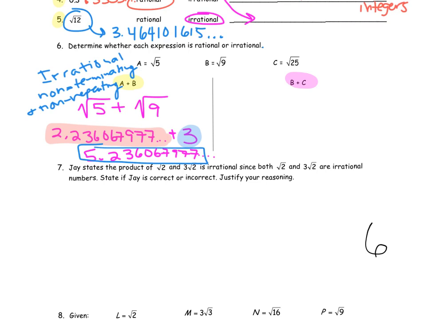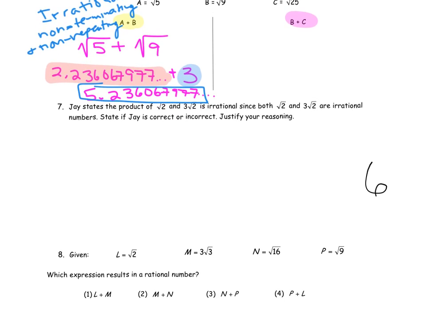So let's keep going. We're still on page 6. So we have J states the product of the square root of 2 and the square root of 3 times the square root of 2 is irrational, since radical 2 and 3 radical 2 are both irrational numbers. We want to know if he is correct or incorrect. Well, now, I do want to make a point, and I'm going to write it over here, just for lack of space reasons. This is not the answer to B plus C. I want to just note that we said an irrational number plus a rational number was irrational. Okay, that's a fact we know. So let's take a look down here.